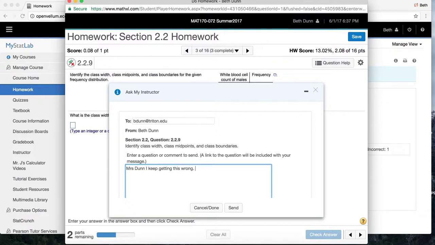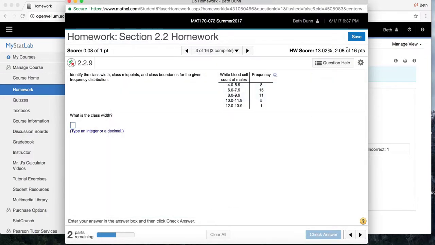And then proceed to give me some examples. I thought that you added the upper limit and the lower limit and divided by 2, or I thought we should subtract and I'm getting it wrong. But try to be specific so that I can give you some good guidance. And then you simply click on send, and it will send that message to me.